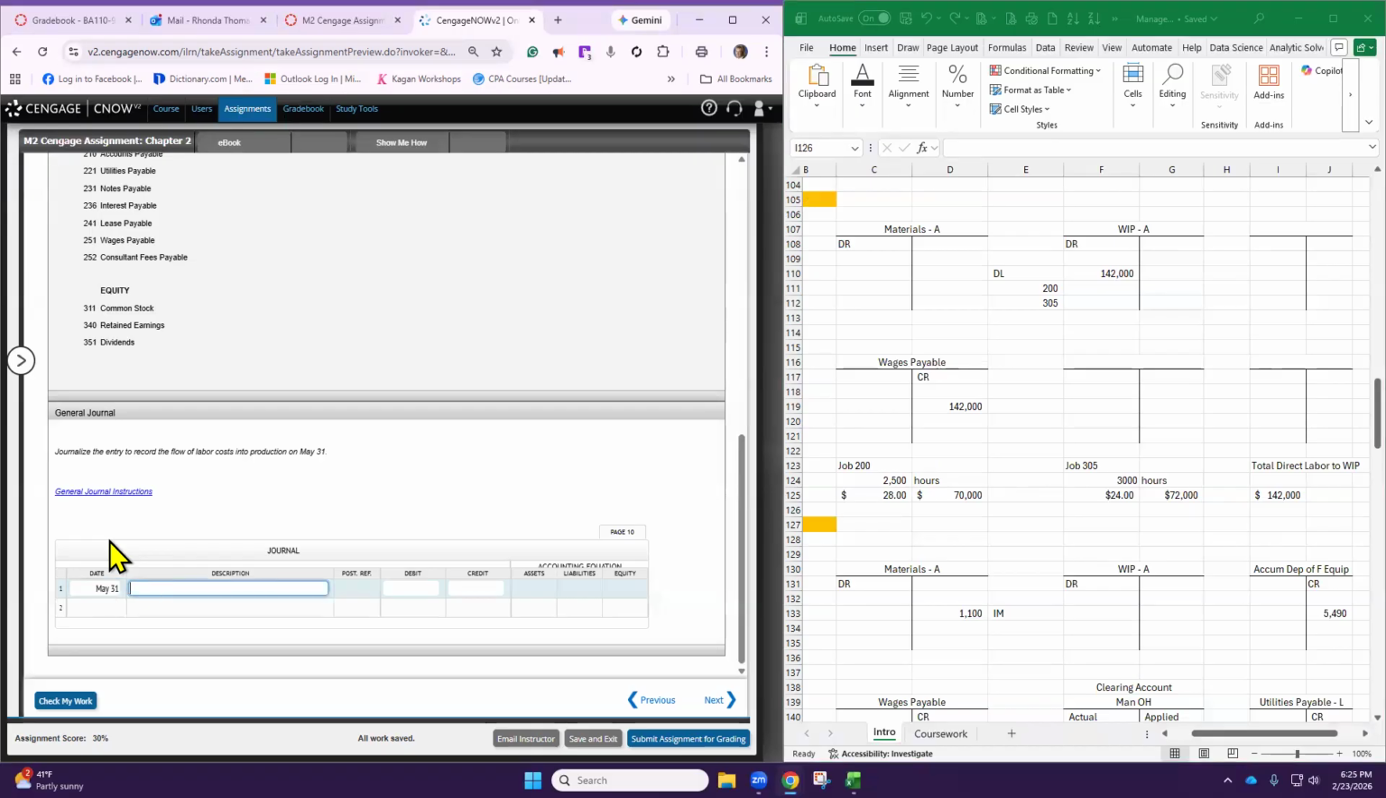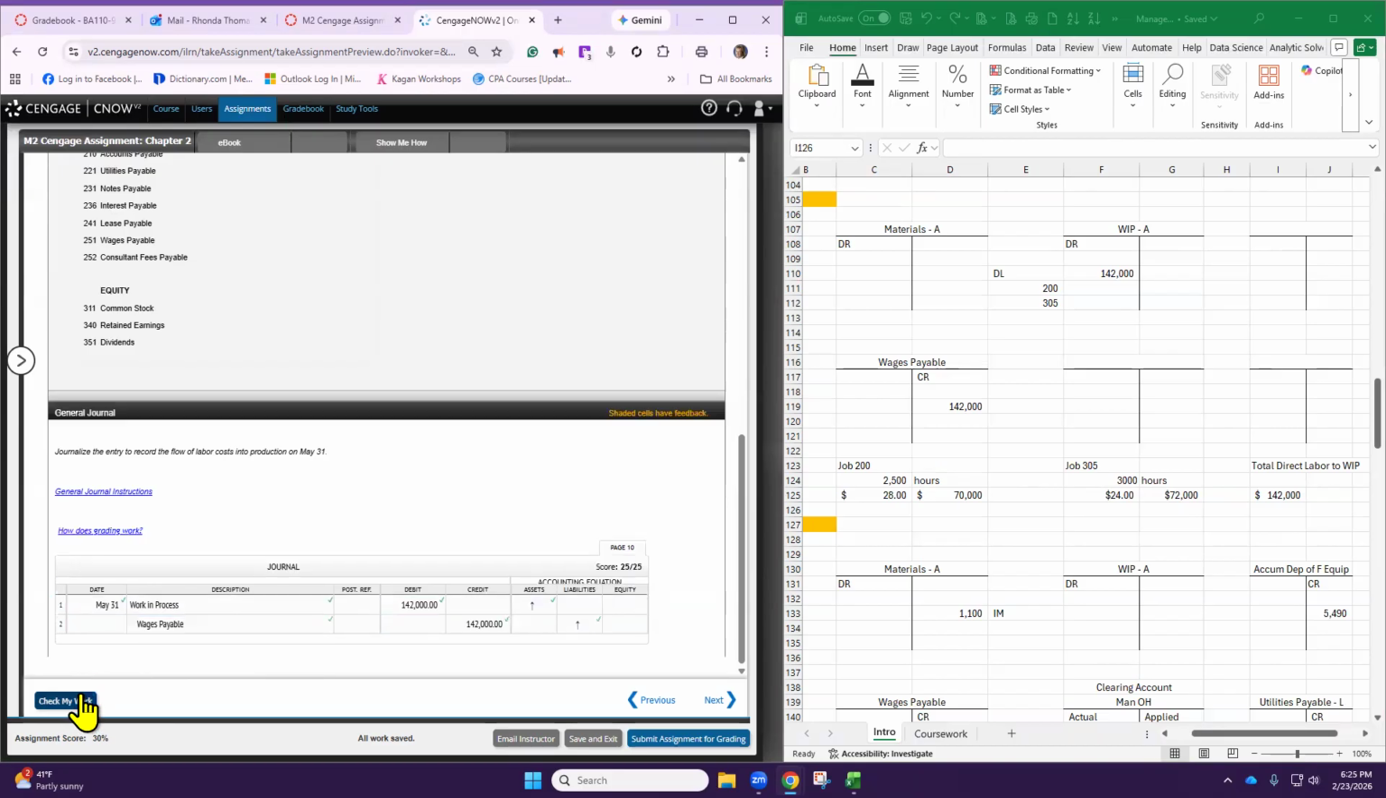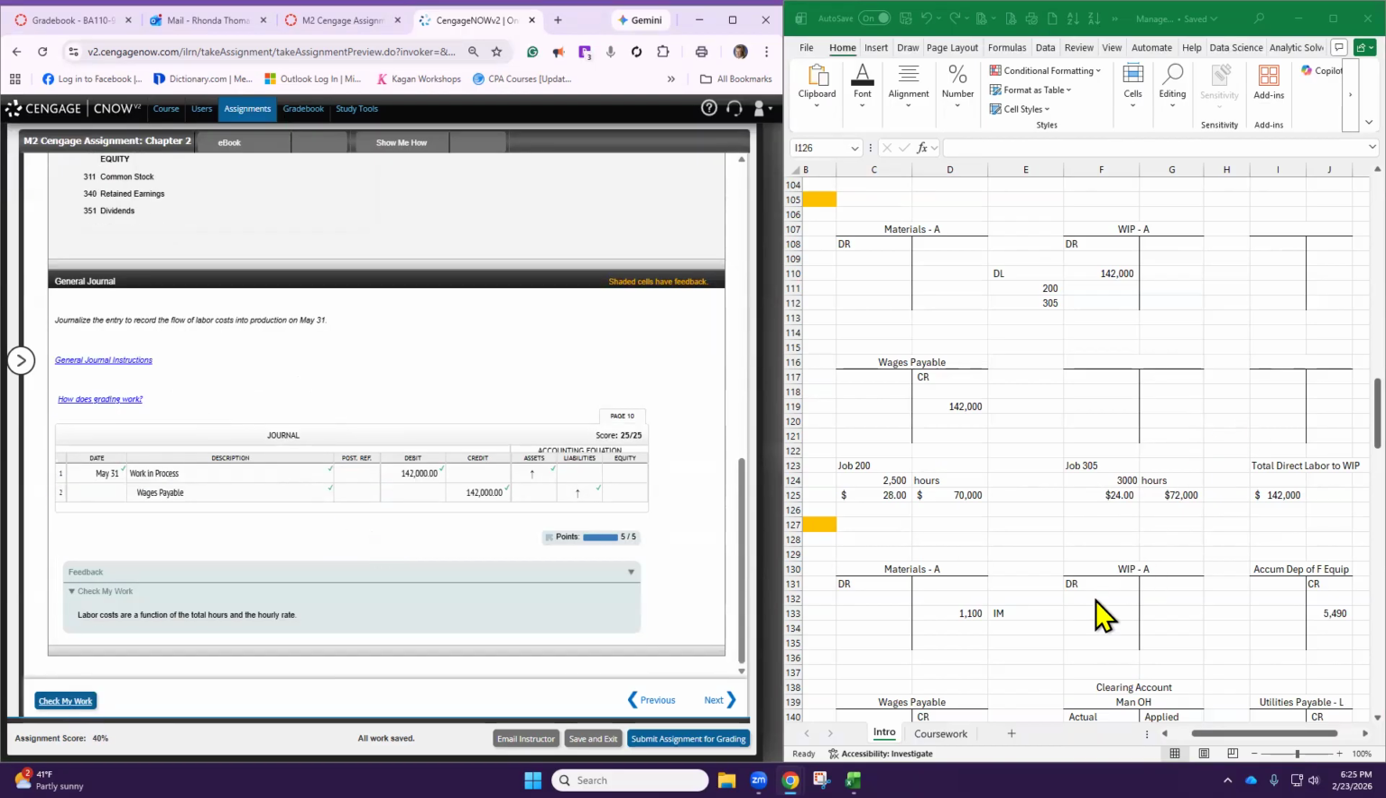And we're going to debit work in process with 142,000, and then out of wages payable, 142,000. So we're going to record what we owe them, but we're going to show the expense in work in process. Let's check it. I think we got it.